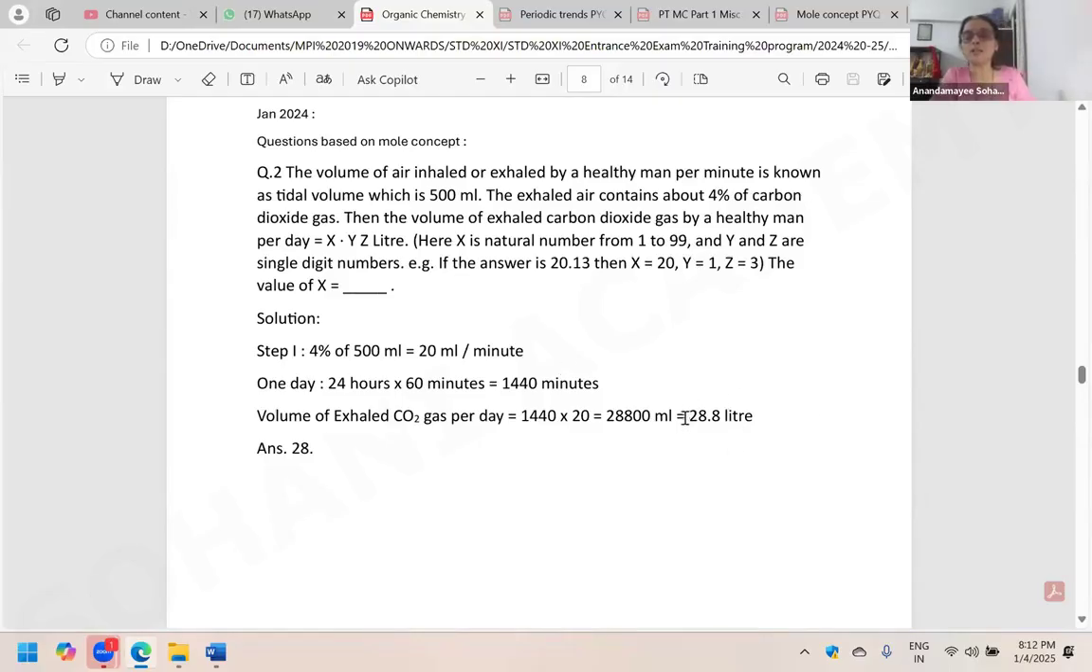So this is a very simple calculation. And now the answer is 28.8. It is very clearly given, that is an x dot yz liters. So what is my x here? 28. And what is my yz? 0.8. Okay. So it is very clearly given. 20.13 असेल तर x is 20, y is 1 and z is 3.